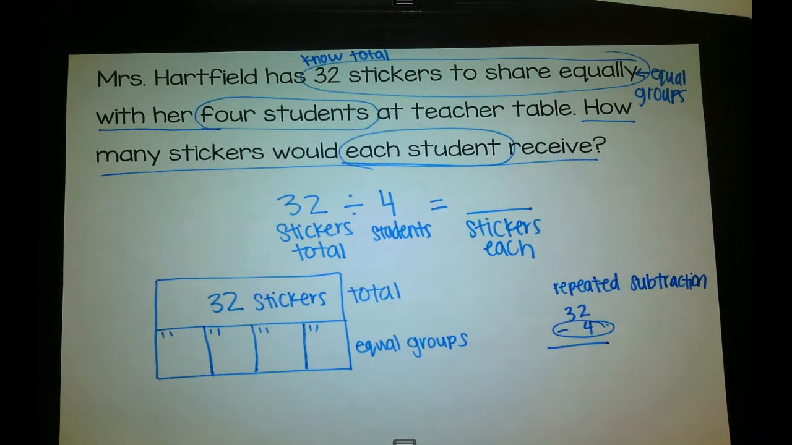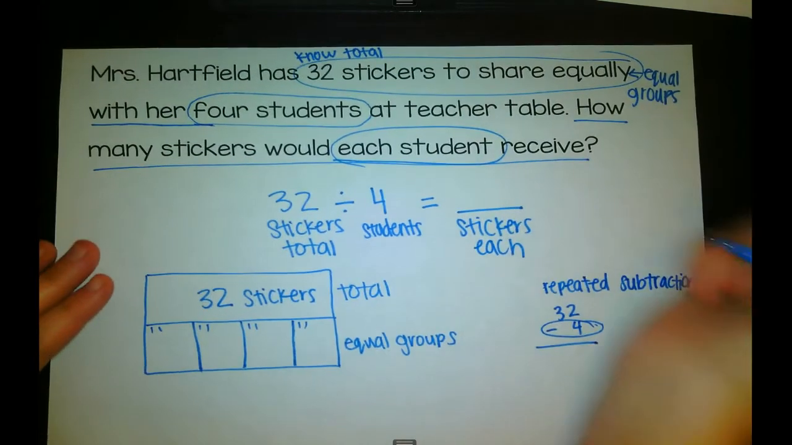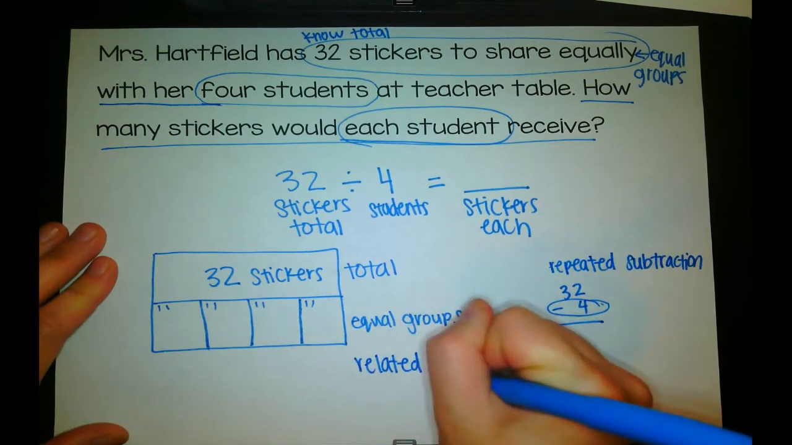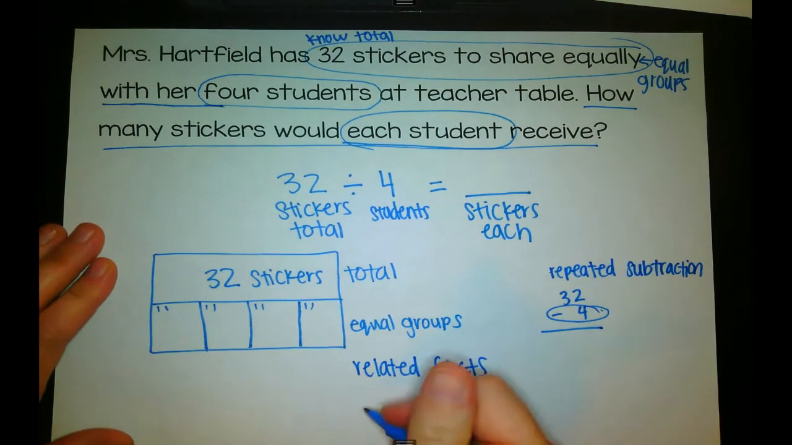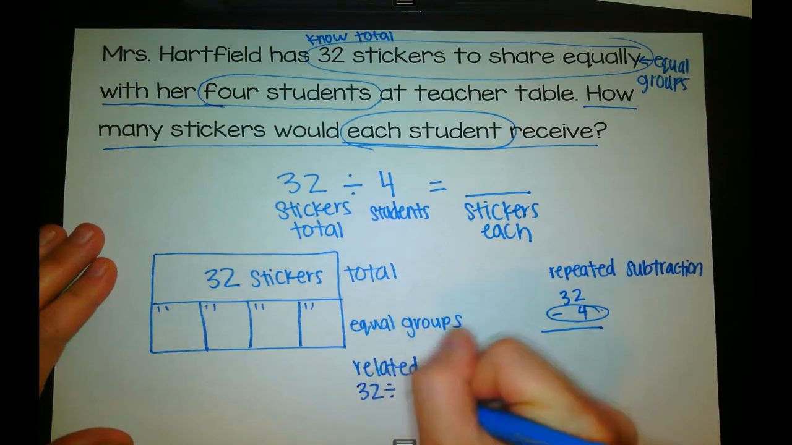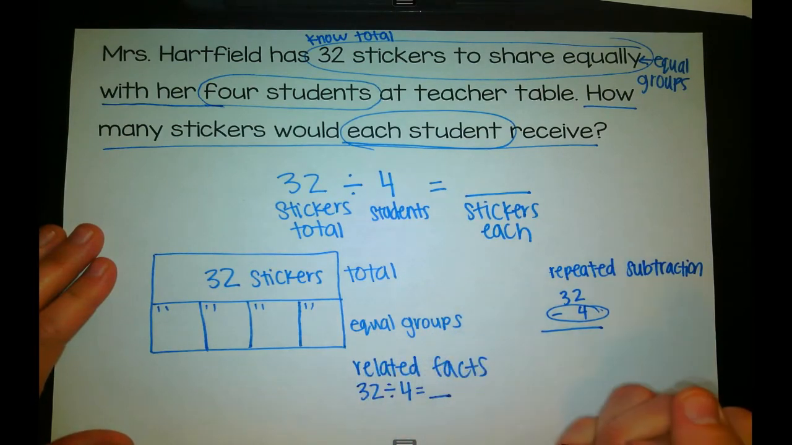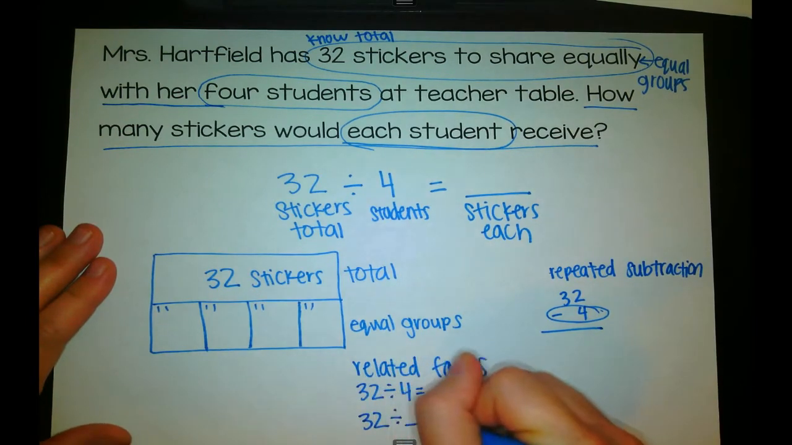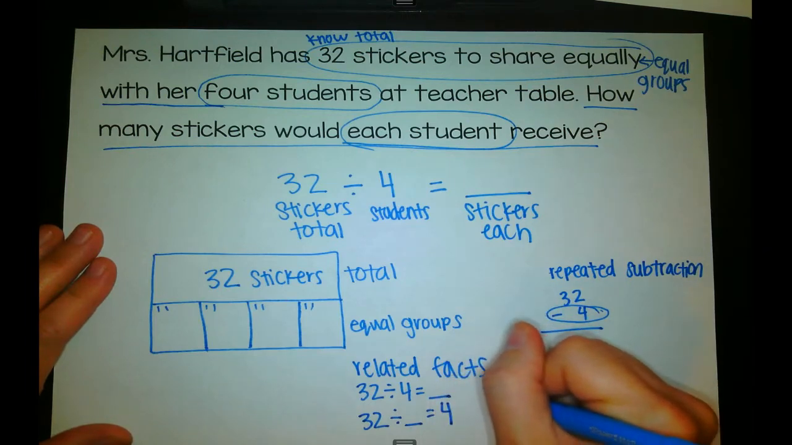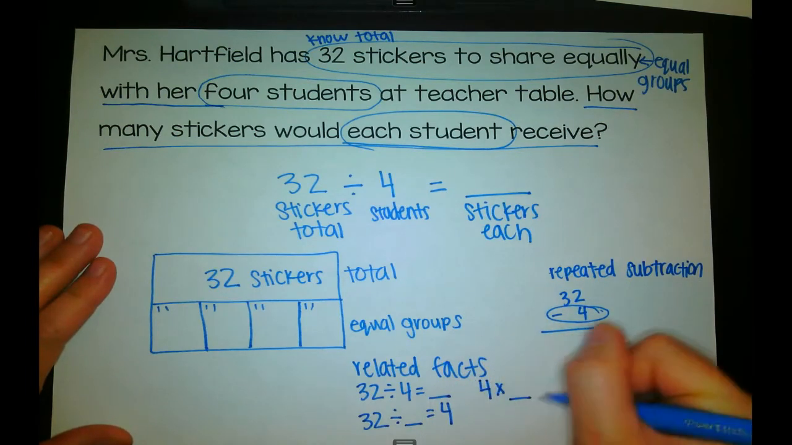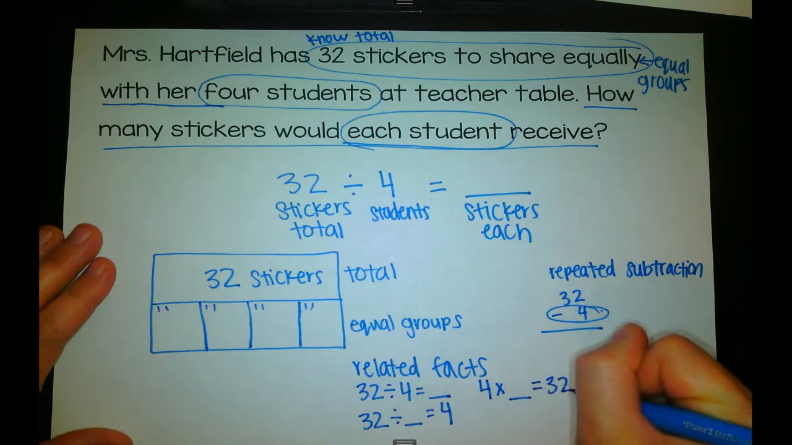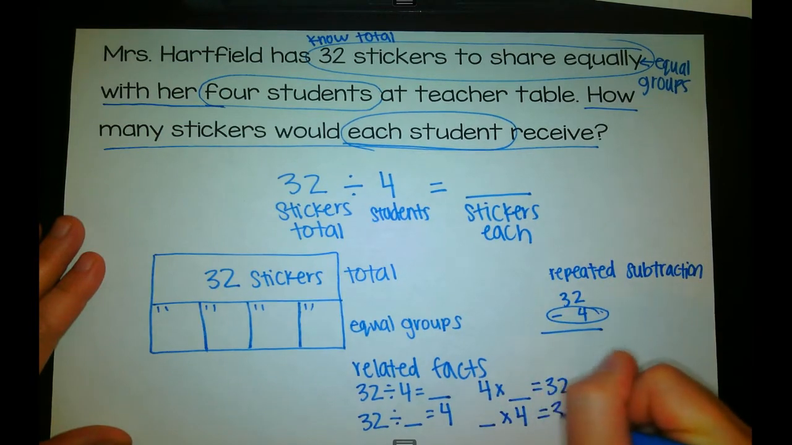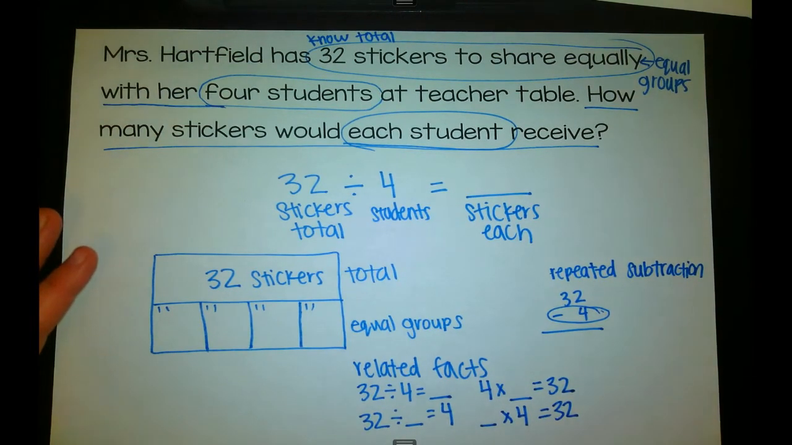Or I can use related facts or fact families. So if I'm going to use related facts or fact families, I know I'm solving for 32 divided by 4 equals blank, which also means if I take 32 and share it with blank, it'll give me an answer of 4. Or I can take 4, multiply it by something, and it'll give me an answer of 32. Or I can take blank, multiply it by 4, and it's going to equal 32. So this is just setting up our fact families.